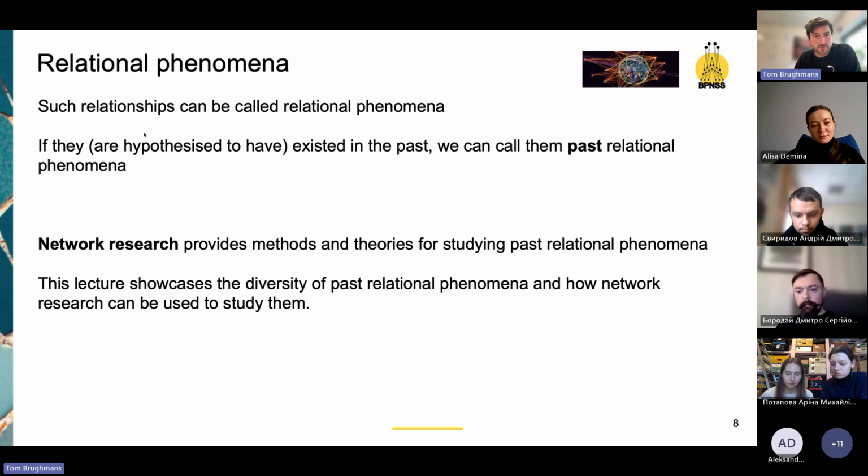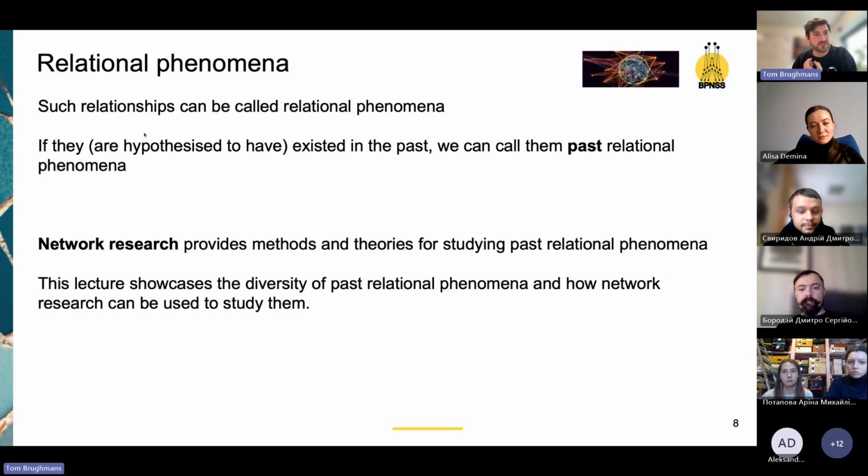Those relationships, we could call them relational phenomena. They're just stuff with relationships. If we are interested in studying relational phenomena in archaeology, then you do network research. That's what it's designed to do. There are massive books full of methods, theories, approaches. There's software that is purposely designed to allow you to study these kinds of relationships.